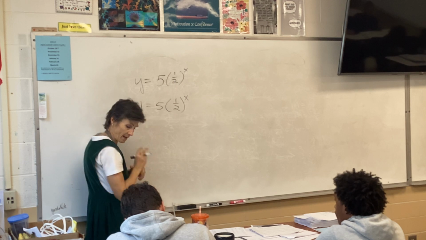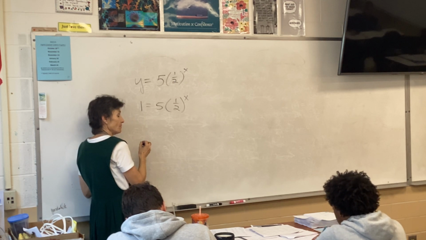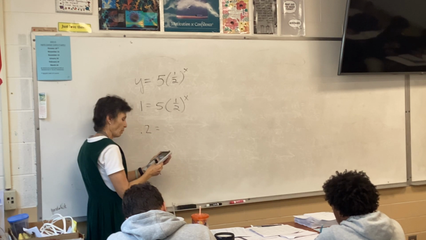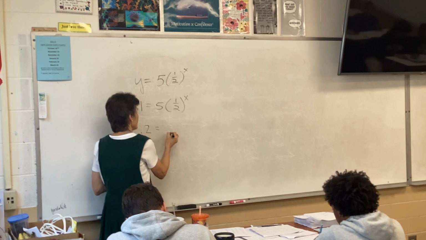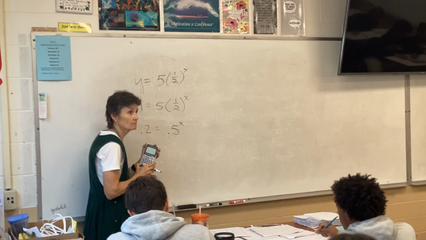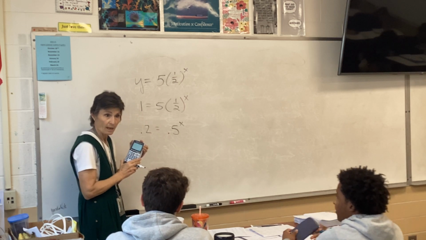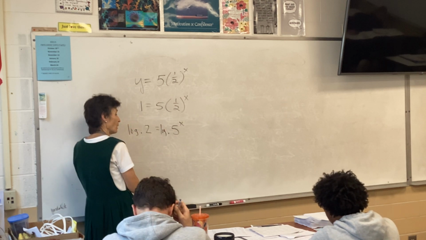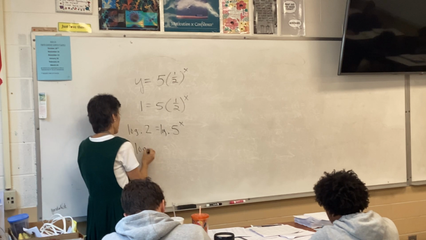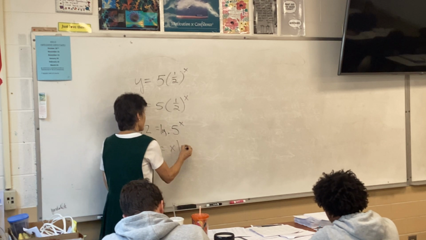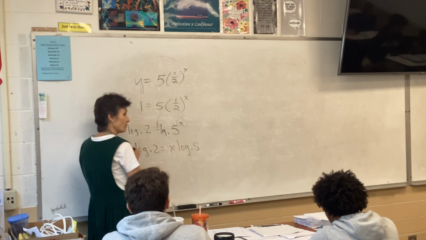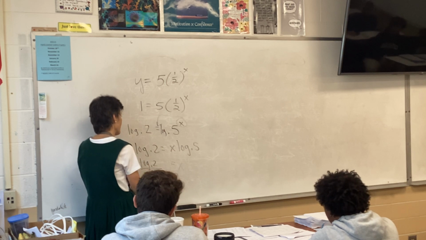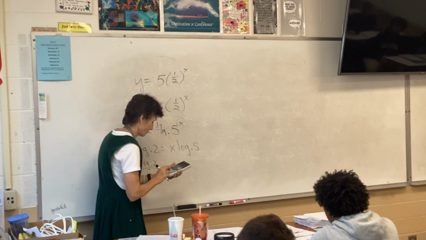And what am I gonna do to solve that? I'm gonna divide by 5. So I might just put 0.2, that's what 1/5 is. But it's up to you, you can use 1/5, it doesn't matter. So 0.2 equals 0.5 to the x. How do I solve that? I'm gonna log both sides, or ln, whatever flips your switch, no advantage either way. So log 0.2 equals x log 0.5, because the exponent comes out in front. And x is gonna be whatever the log of 0.2 divided by the log of 0.5 is.